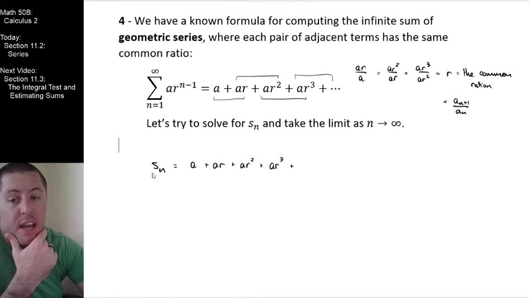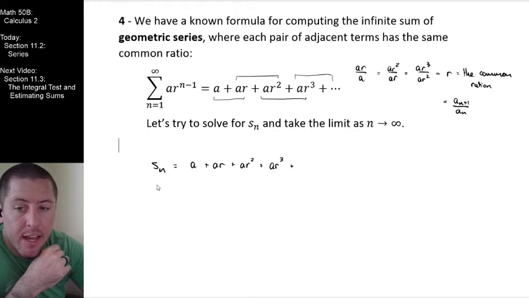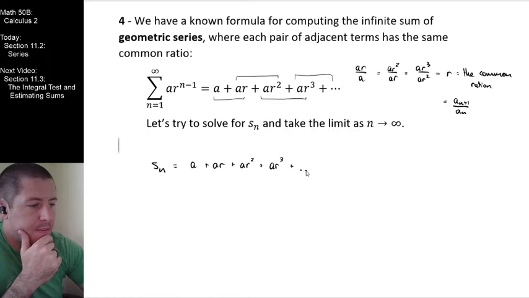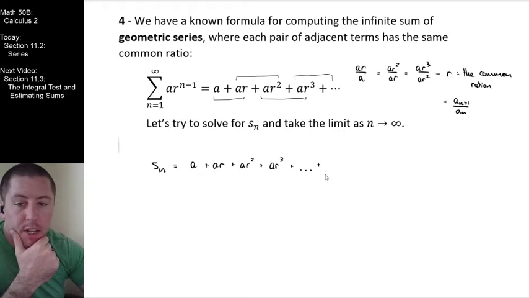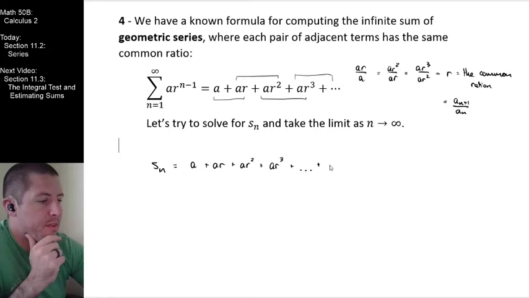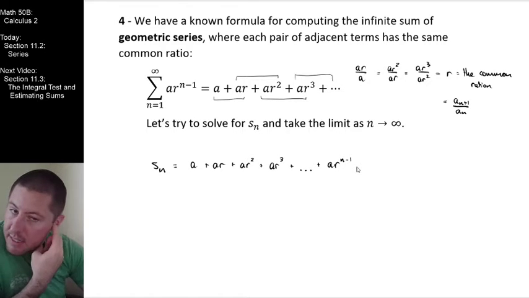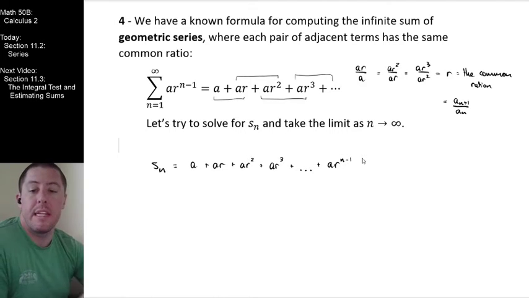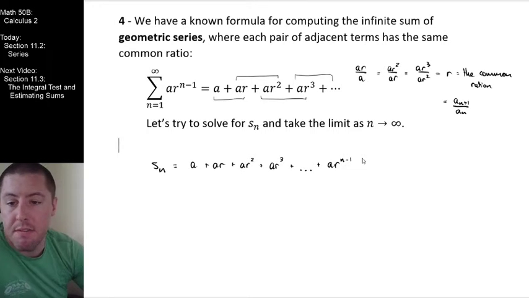So my question to you is, if we're only adding up the first n terms, what's my final term going to look like? It should look like something with an n minus 1 power, because that's the relationship that we've seen: AR to the n minus 1. Now, what I want to do for myself here is say that all these terms are almost identical to each other. They only differ by how much R stuff they have in them.